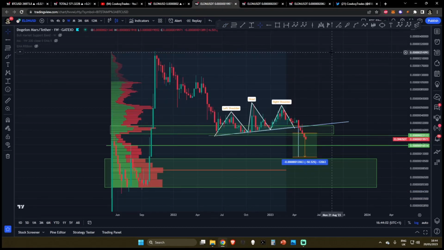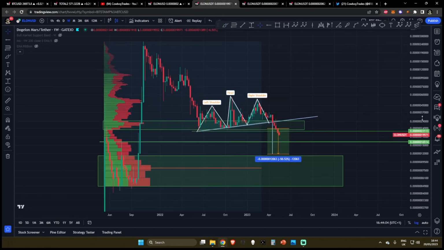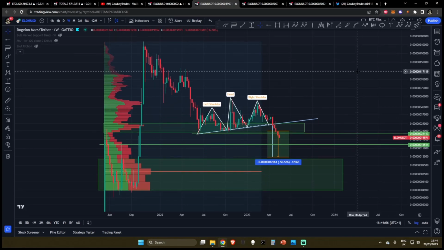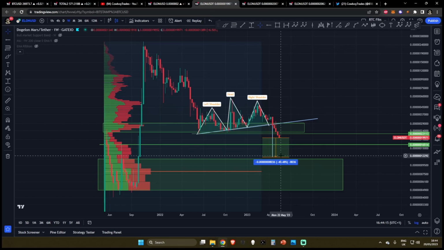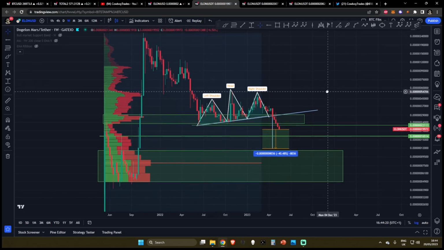So what price targets am I looking at right now? Well, we obviously talked about this breakdown from the head and shoulders. We were predicting a 50% drop for ELON. We haven't moved too substantially, about a 17% drop since our last video, with still about another 40% drop to come down until we hit the price target of this macro head and shoulders.